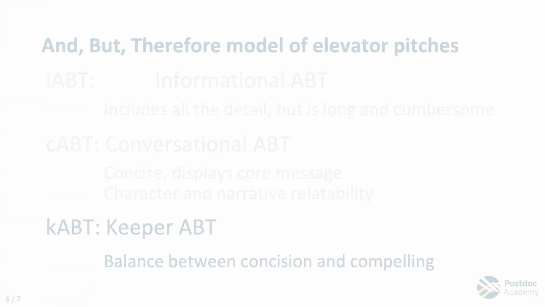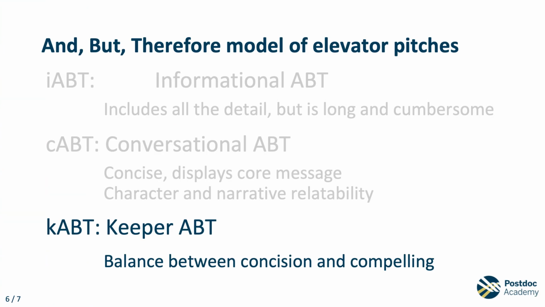The keeper ABT, or KABT, is your finished product. The length will be somewhere between the long I-ABT and the very short CABT. You get to it by adding back some of the information you stripped out while maintaining a balance between retaining concision and making it compelling. Here's the example Olson uses to answer the question, so what sort of research do you do?